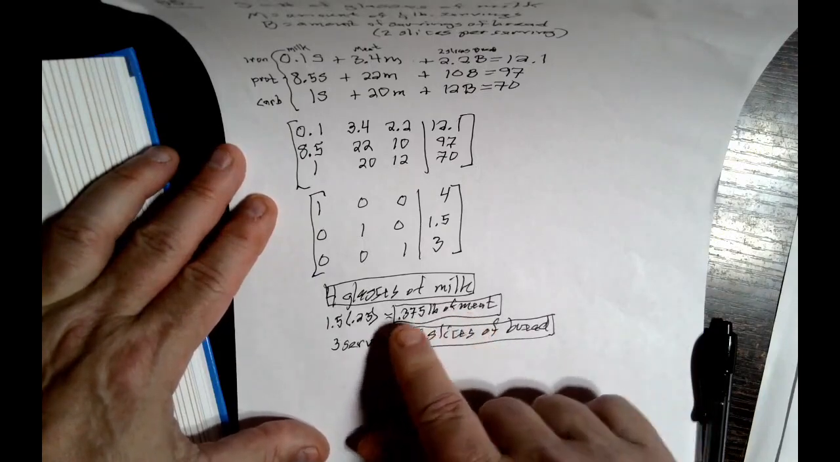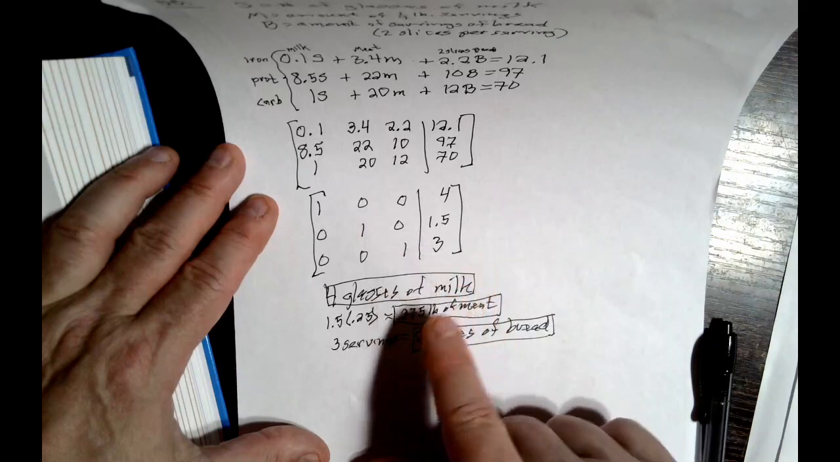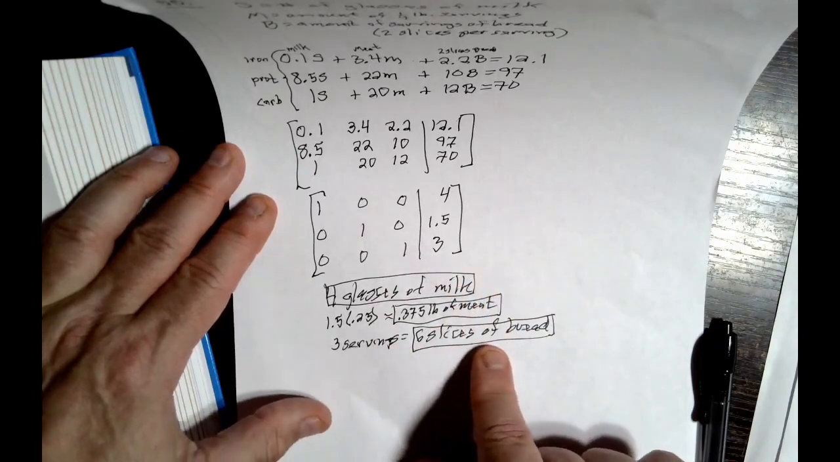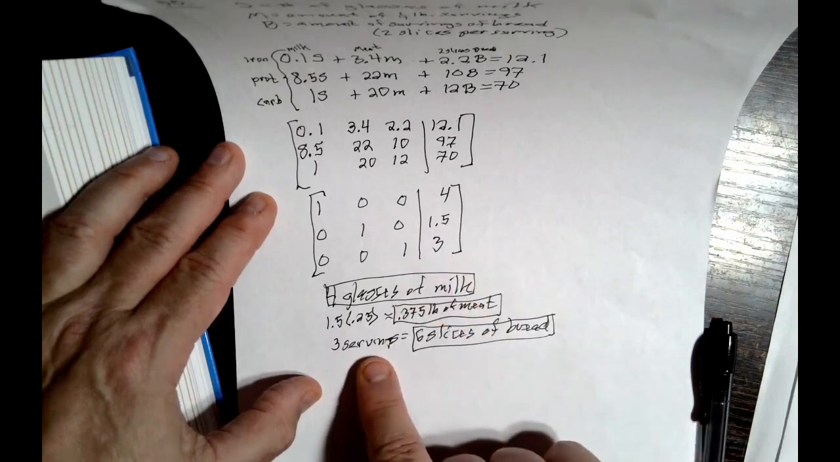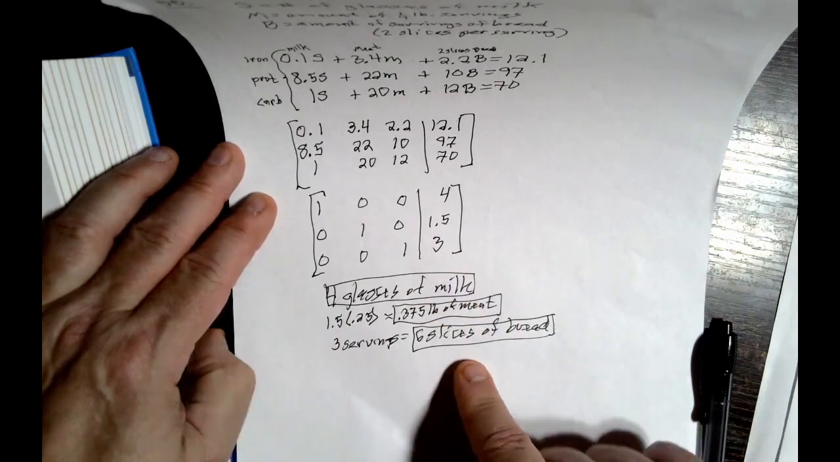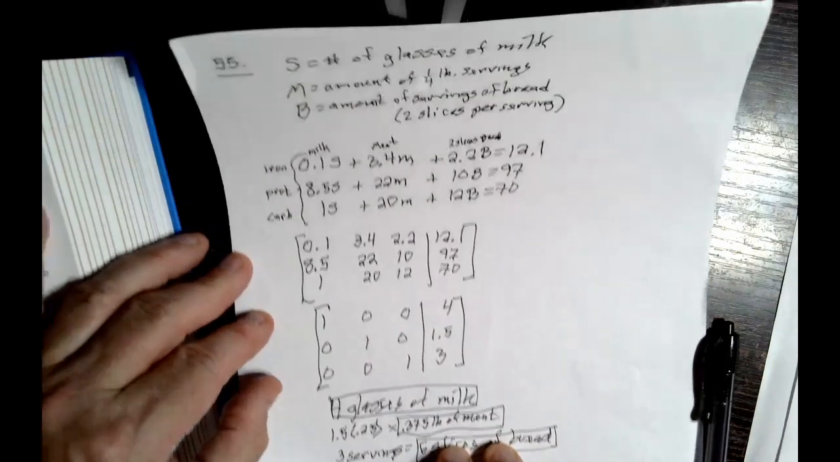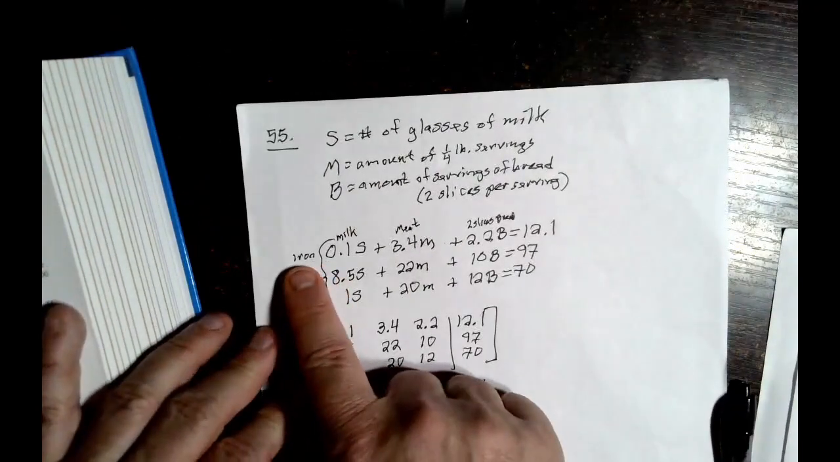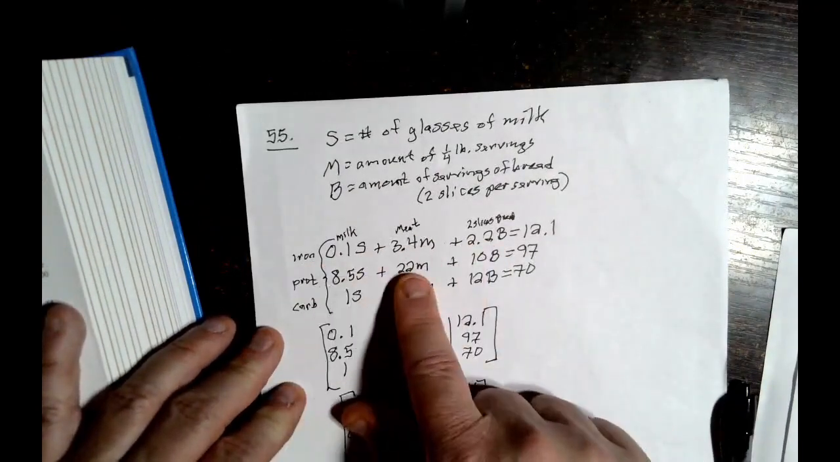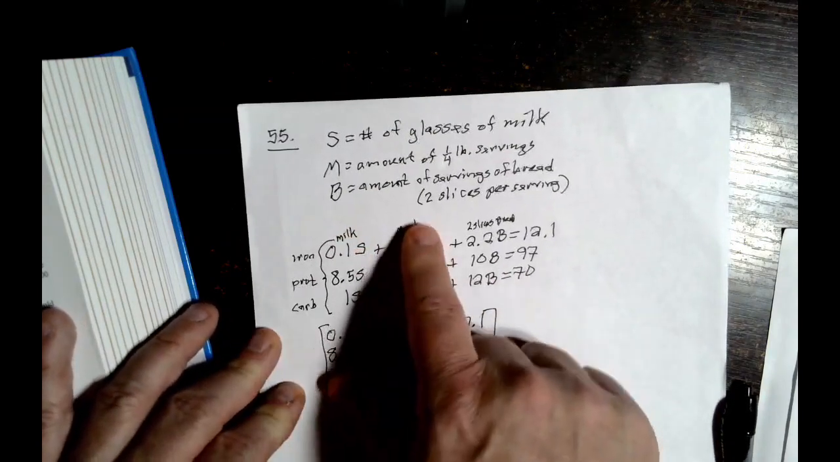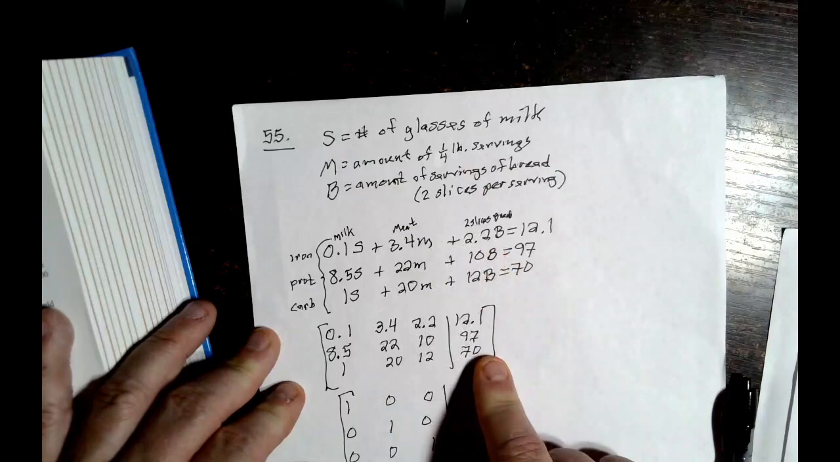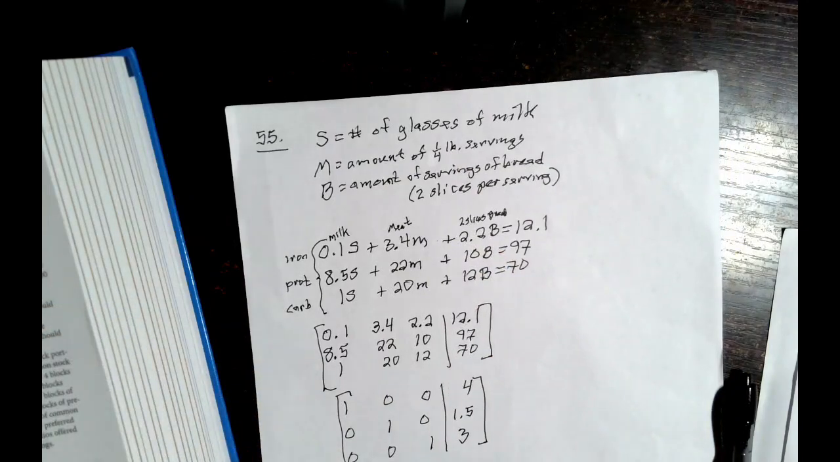And then the last one is the bread. It was 2 slices of bread. But remember, they're asking about 3 servings. Right? You got 3 servings, and 3 servings means 6 slices of bread. And so there you go. So you want to match up iron with iron with iron, protein with protein with protein, carbs with carbs with carbs, milk, milk, milk, meat, meat, meat, bread, bread, bread. So make sure the columns and the rows all have the same type of number in them.